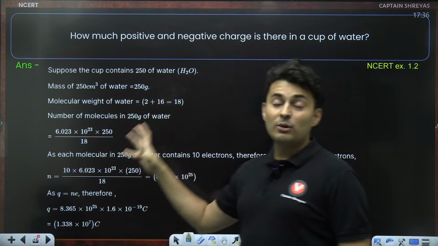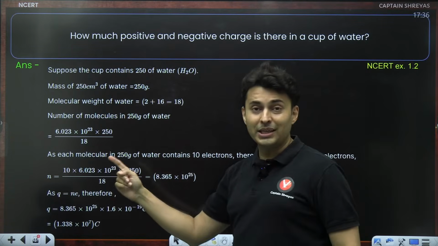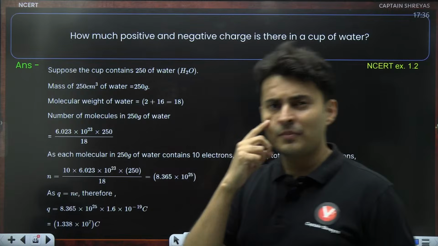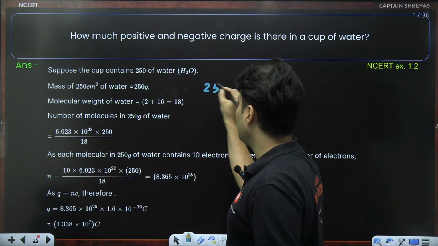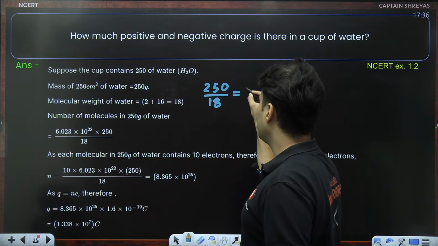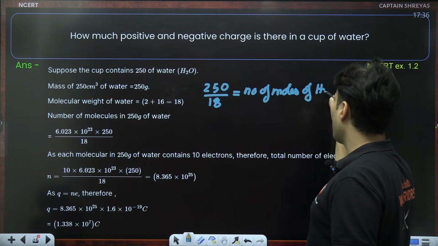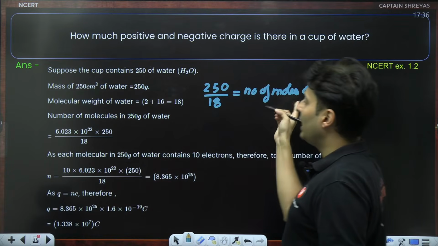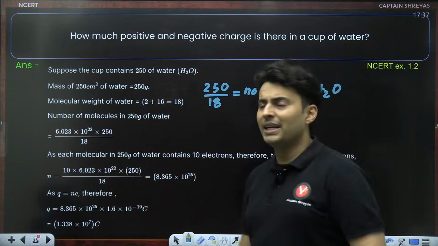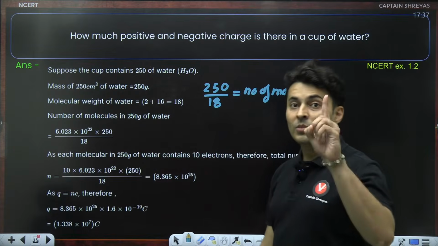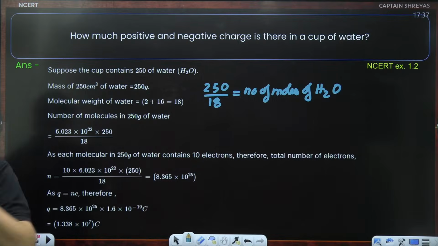So we know that the molecular weight of water is 18 grams per mole. So 250 grams will have how much moles? Basically, you divide 250 by 18, you will get the number of moles of water. If you multiply by the Avogadro number, which is 6.02 into 10 to the power 23, what you will get is the number of molecules in it. Is that right? Yes, you'll get the number of molecules in it.